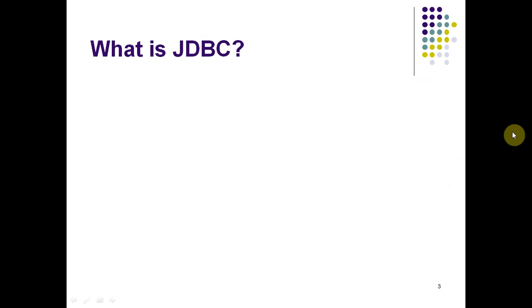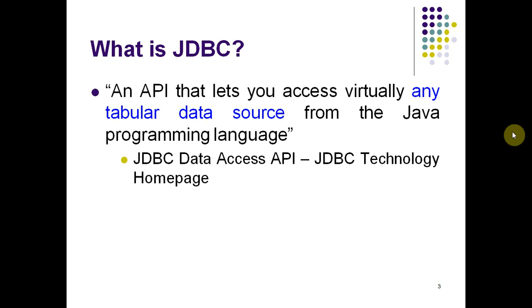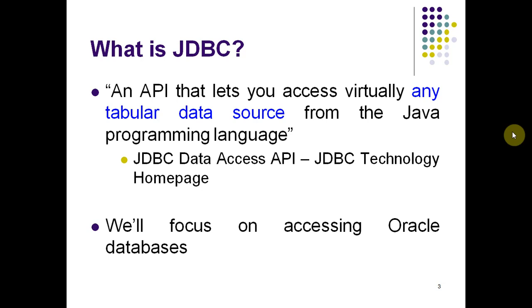First of all, we should know what JDBC is, and this JDBC is used for database connectivity. JDBC is an API. Java Database Connectivity is an API that lets you access virtually any tabular data source from the Java programming language. From Java, we can access any data source in tabular form, like a data table of Oracle or a table of MS Access. We use the JDBC Data Access API here, and we will focus on accessing the Oracle database in this lecture.